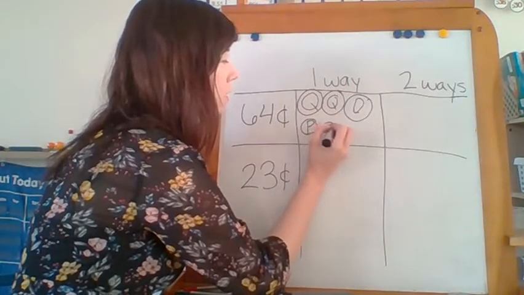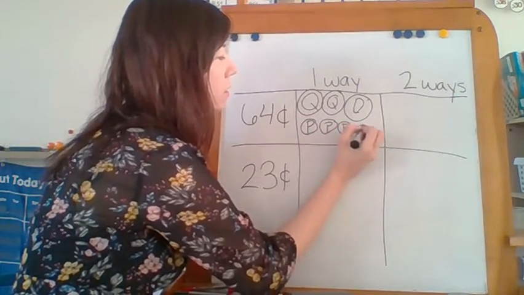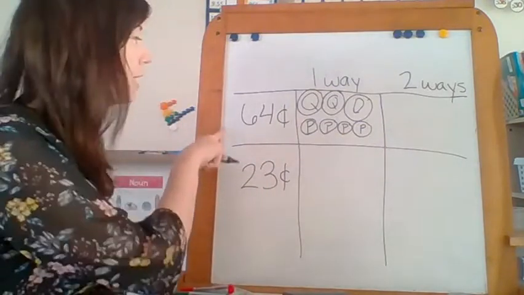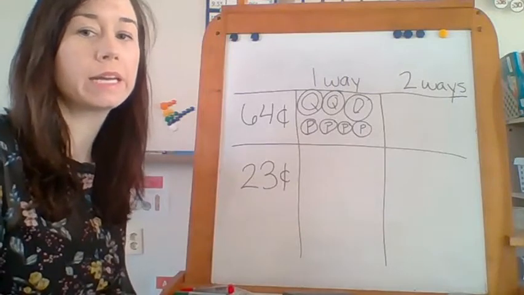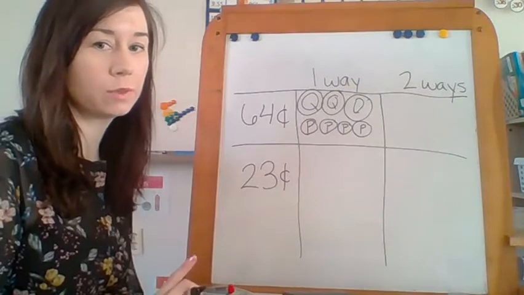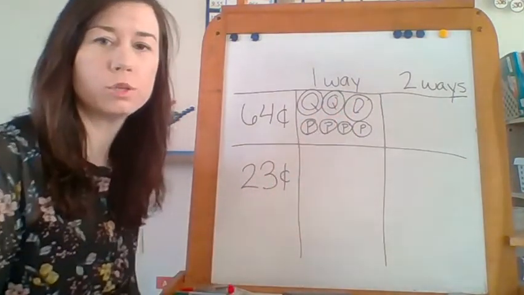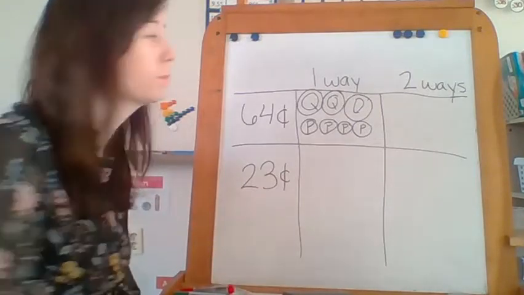61, 62, 63, 64. Perfect. I've gotten my answer, 64 cents. Now I want to think of how to do it in another way. So the easiest way to do this is to change 1 or 2 of the coins. You don't have to start brand new every time.